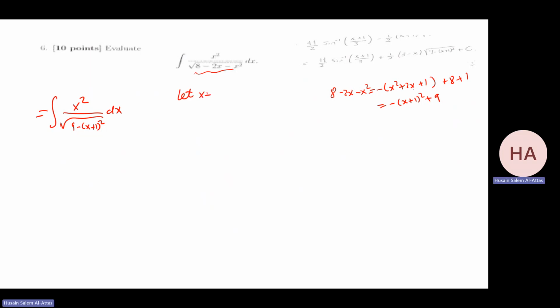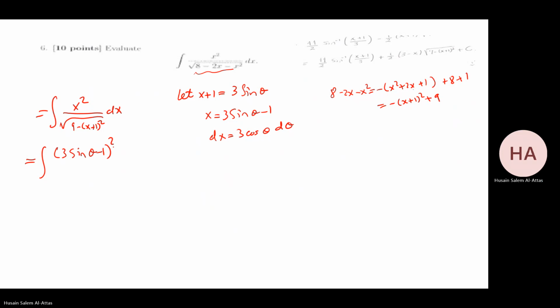So I let x plus 1 be 3 sine theta. Do the calculation. So x equals 3 sine theta minus 1. Yeah, I have x squared, that will make it a little bit complicated. No problem. I have dx will be 3 cosine theta d theta. So that gives me what? x squared, which is (3 sine theta minus 1) all squared, 3 cosine theta d theta.